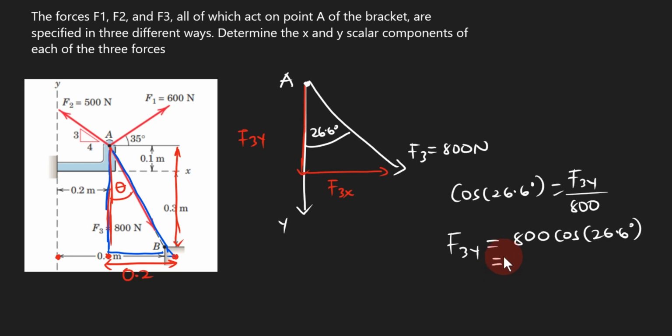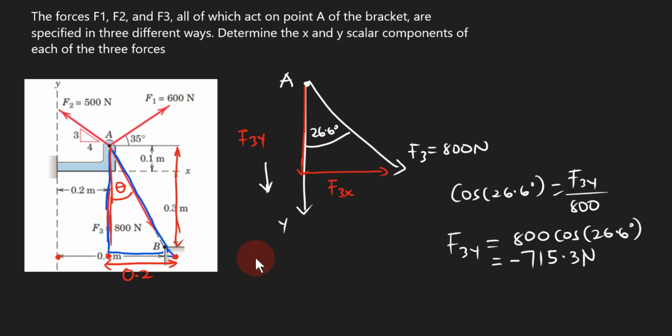So that gives me a value of 715.3. Okay, so I have 715.3 here. That's 715.3 Newton. But look at the direction of the F3, right? It is pointing downwards, which is in the direction of the negative y axis. So you will have to negate it. So that will be negative 715.3 Newton.